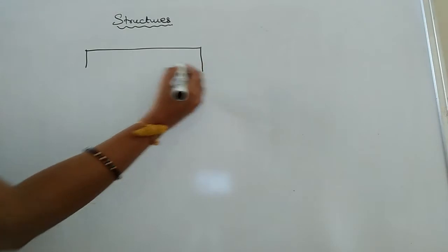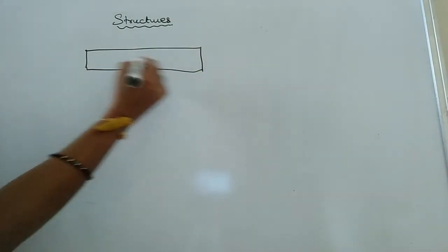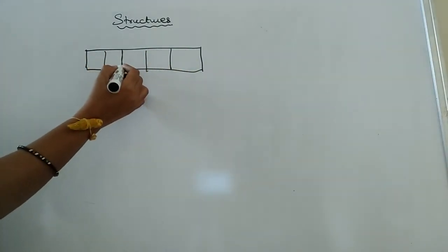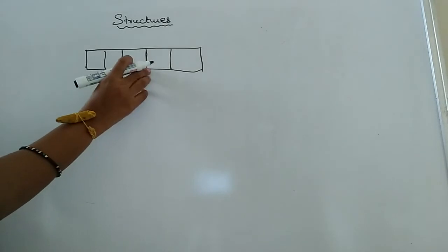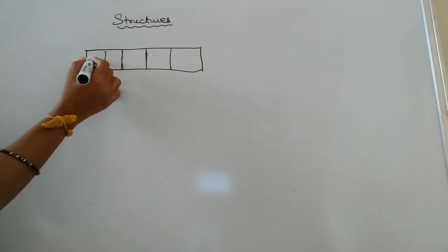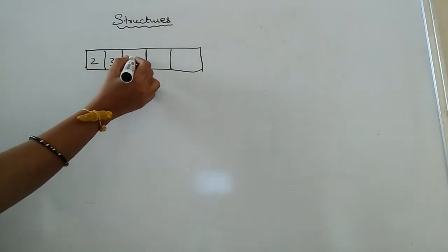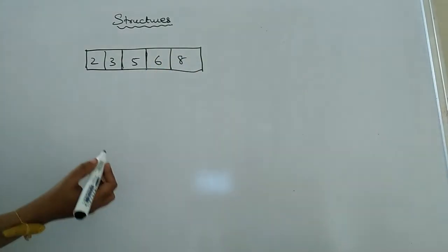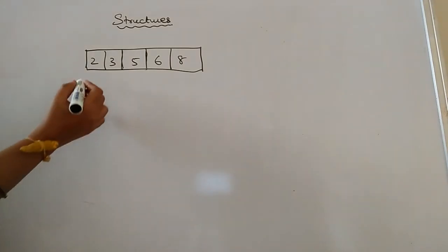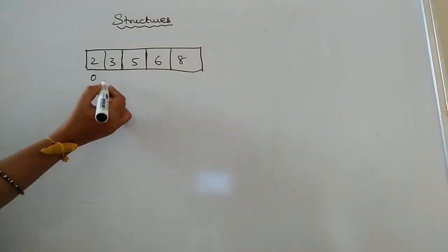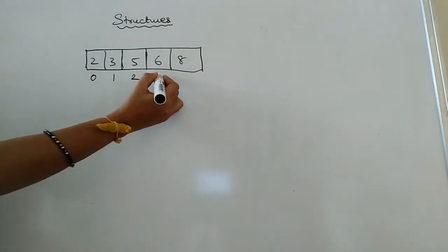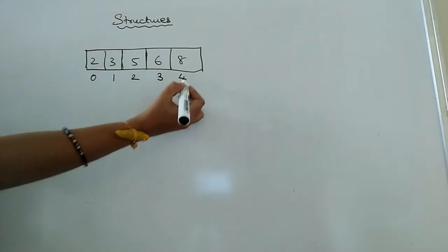An array is a type of data structure which is used to store a list of elements which all belong to the same data type, and the elements are stored in consecutive memory locations. Just for an example, I am taking the numbers 2, 3, 5, 6, 8. These 5 elements get stored in the cells of an array. For the first element the index is 0, for the second element 1, for the third element 2, for the fourth element 3, and for the fifth element 4.